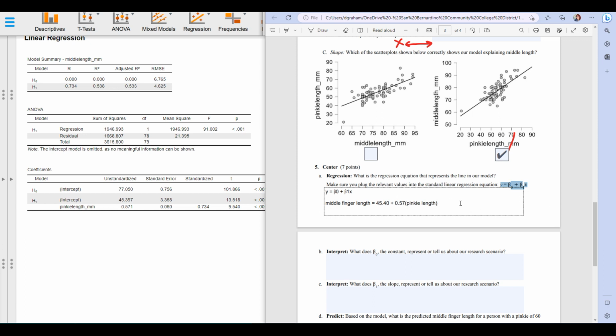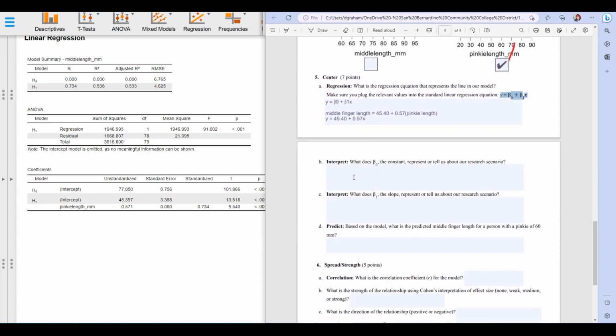So here is our regression equation. You could also see it written out like this. So we see our Y equal to our constant plus the effect of our independent variable. So what does this constant of 45, so I'm going to say B0 equals 45.4. So what does this represent or tell us about our research scenario? Well, we already know that this is the constant, right? This is given. This is not the answer because I already told you it's the constant.